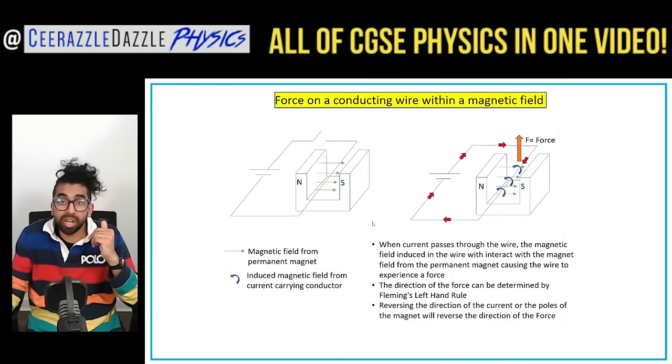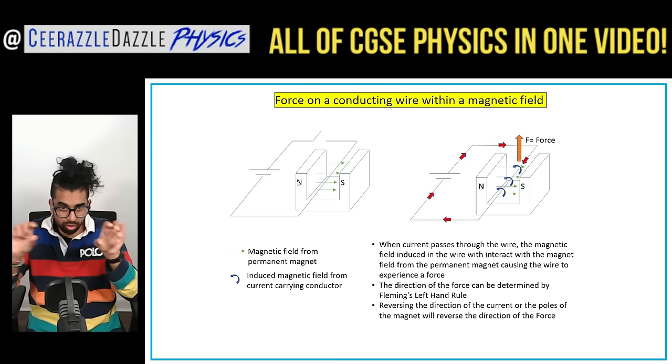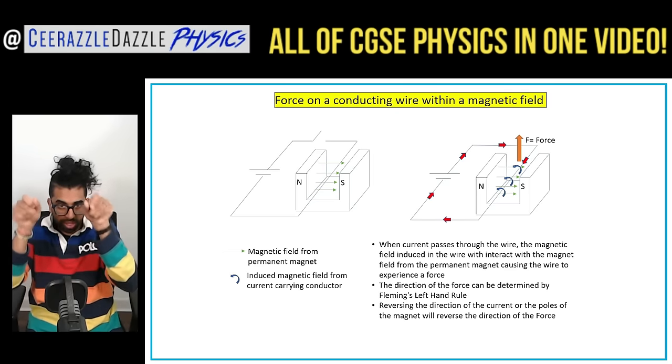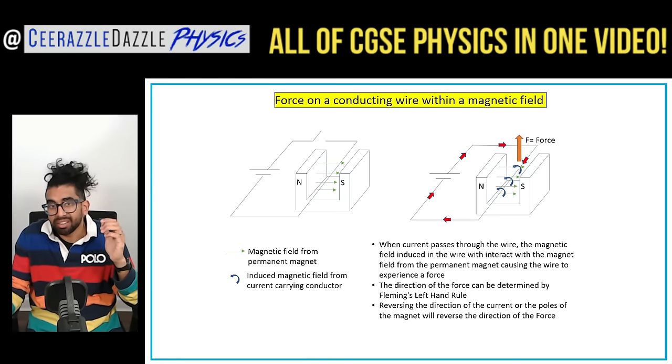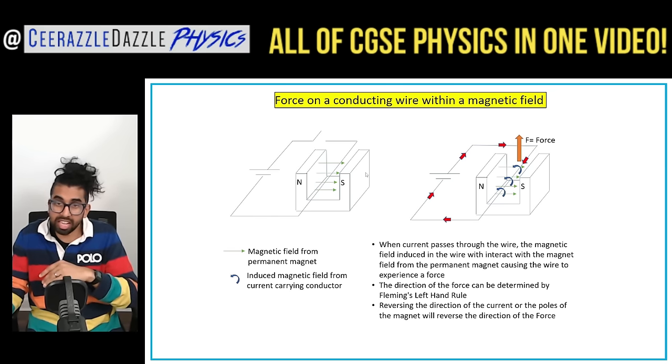Force on a conducting wire within a magnetic field. So over here, we're going to have a circuit. We've got a cell over there, a switch, and a wire, connected all the way around. We're going to then place that within a horseshoe magnet. Basically, it's a north and south pole, a normal bar magnet, just bent into a horseshoe shape. First of all, recognize that the magnetic field lines are going to go out of the north into the south, from the north pole to the south pole.